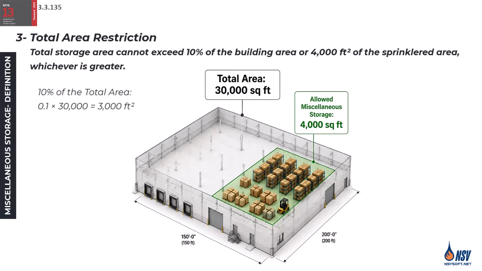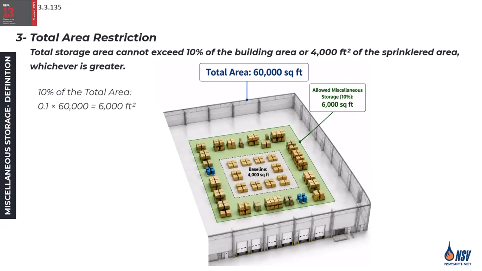Imagine our total building area is 30,000 square feet. If we calculate 10% of our building area, we get 3,000 square feet. Because NFPA 13 allows us to use the greater value between that 10% calculation and 4,000 square feet, we are permitted to have up to 4,000 square feet of miscellaneous storage in this building.